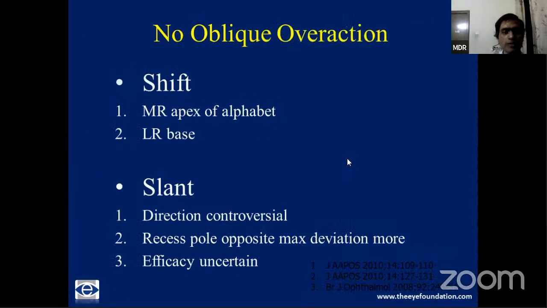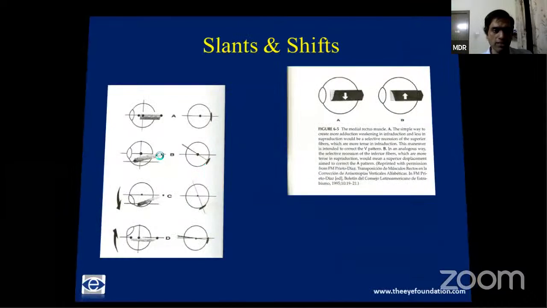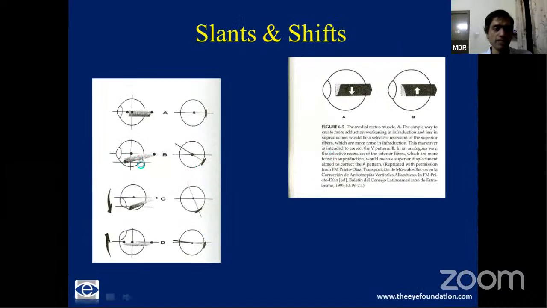So for patterns without oblique dysfunction, you can do a shift or a slant. Some people have questioned the efficacy of slant and also the direction in which it should be done. And MR is shifted to the apex of the alphabet and LR towards the base. And this is the theory. This is taken from Pretorius.